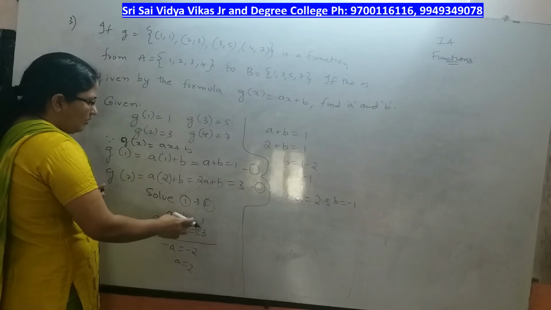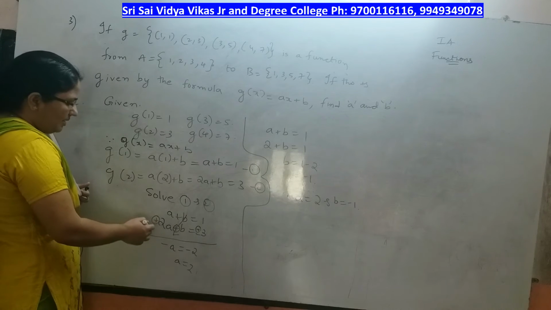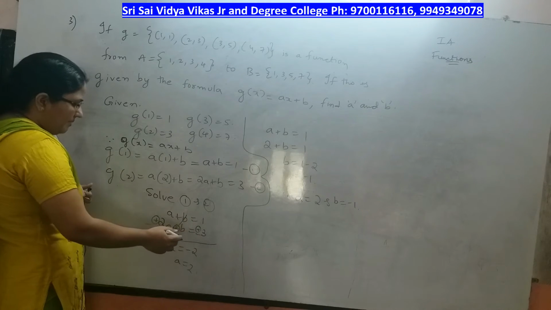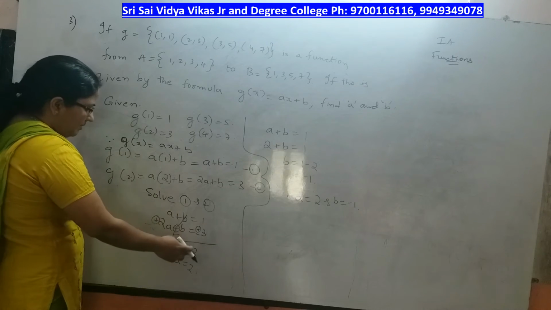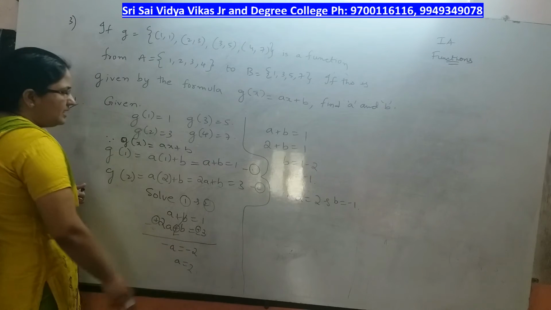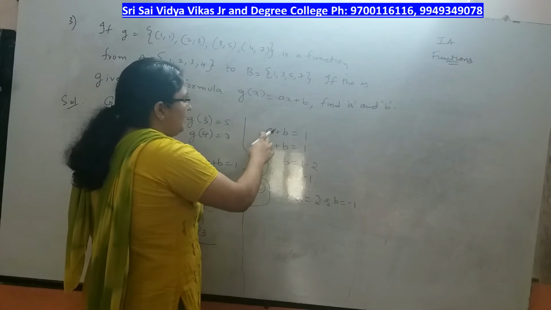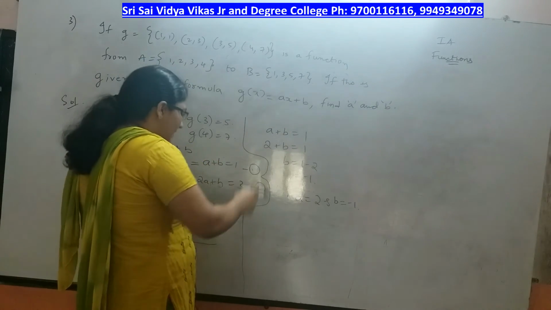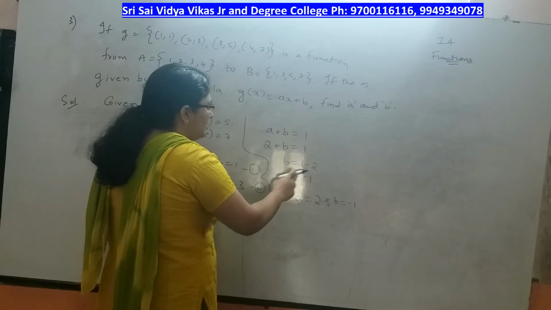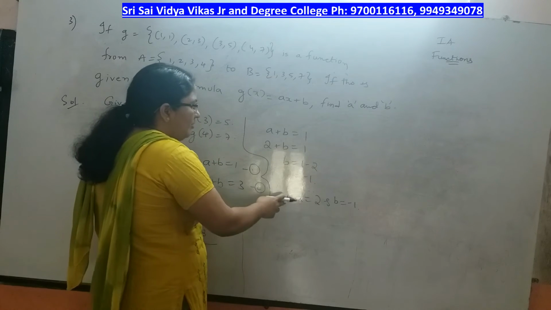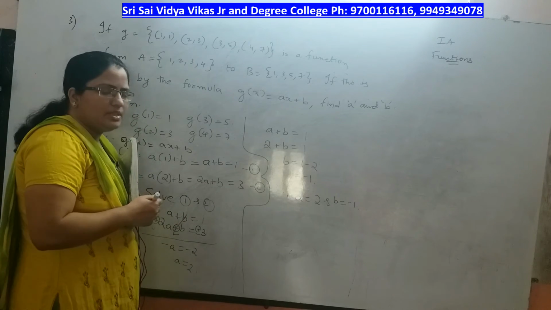A plus b is equal to 1, 2a plus b is equal to 3. Subtract. Plus will become minus, plus b minus b cancel. A minus 2a is minus a, 1 minus 3 is minus 2. Minus minus gets cancelled, a is equal to 2. Next you have a plus b is equal to 1, a value we got as 2, 2 plus b is equal to 1, b is equal to 1 minus 2, b is equal to minus 1. Therefore a value is 2, b value is minus 1. That's about this problem.